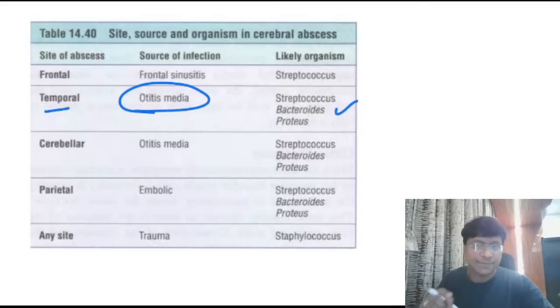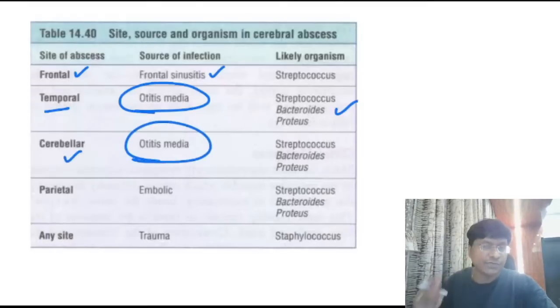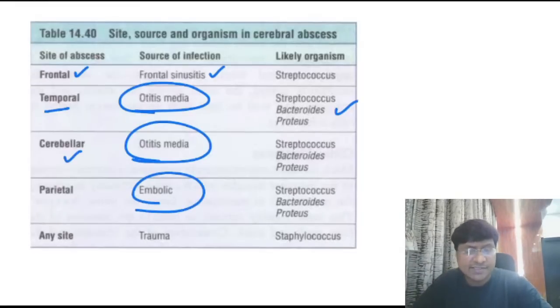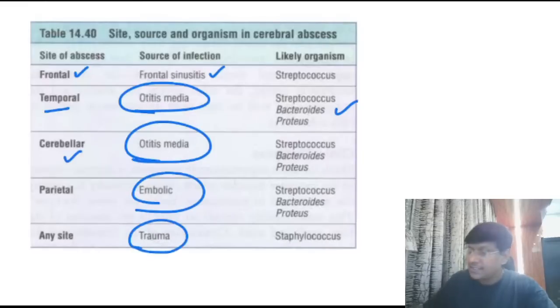The organisms are mainly Streptococcus, Bacteroides and Proteus. And if there is frontal cerebral abscess, the source of infection will be from the frontal sinusitis and the organism is mainly Streptococcus. And if it is cerebellar abscess, again the source of infection is from the ear, that is otitis media. The organisms are same, that is Streptococcus, Bacteroides and Proteus. And if it is parietal cerebral abscess, then the source of infection is embolic. The organisms are same, that is Streptococcus, Bacteroides and Proteus. And for any other site, if there is abscess, the source of infection could be trauma and the organism is likely Staphylococcus. Okay.